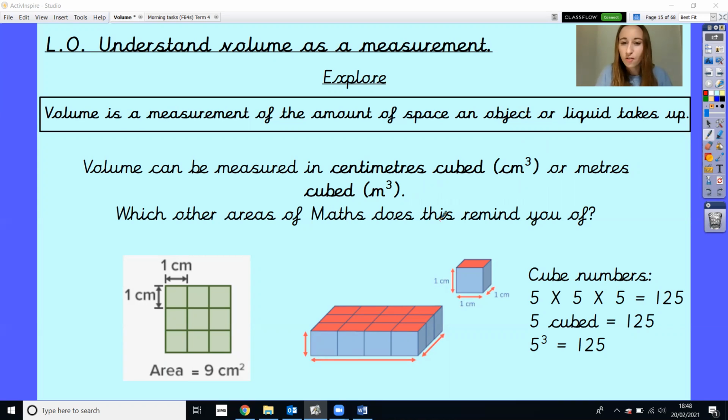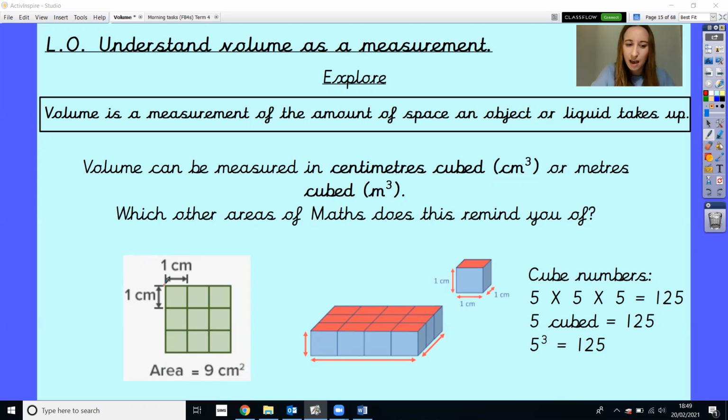What other areas of maths does this remind you of? So have a little think. What other parts of maths does this cube, centimetres cubed, remind you of? Well, I was thinking about this and I thought it reminds me of area, because area I measure in centimetres squared, not centimetres cubed, but centimetres squared.